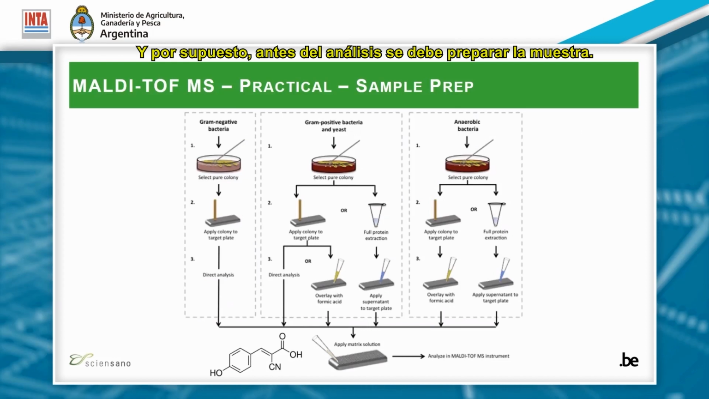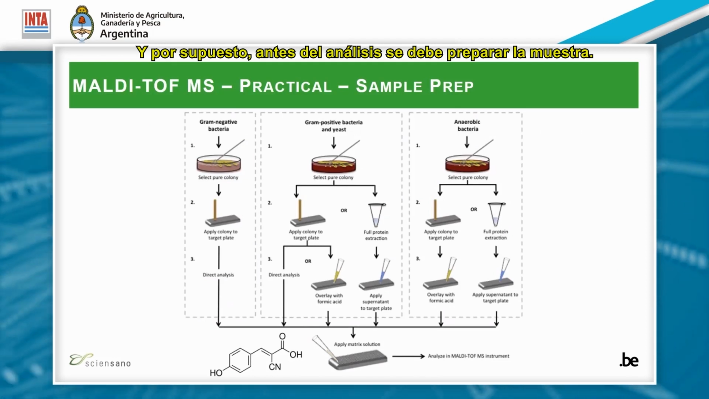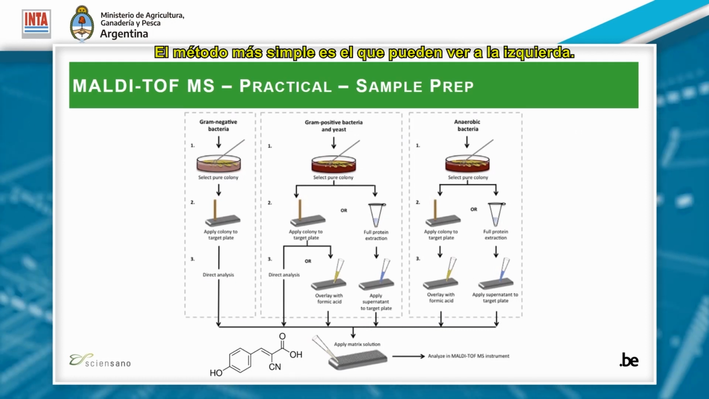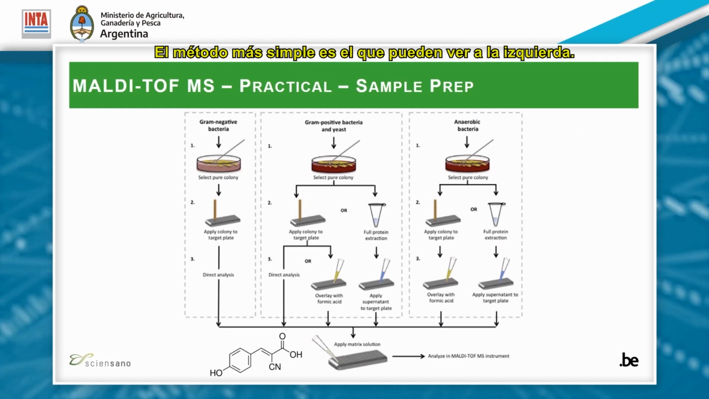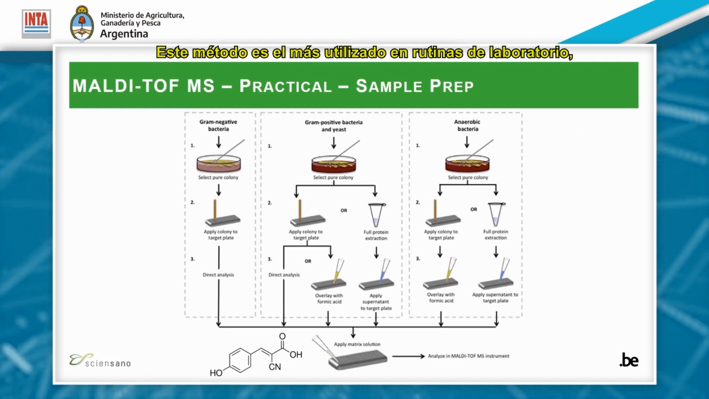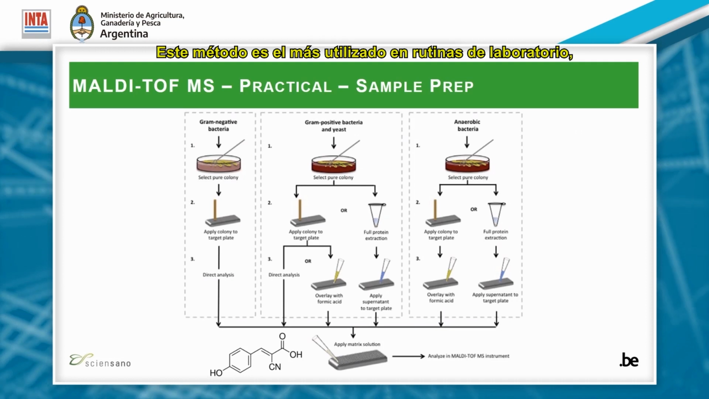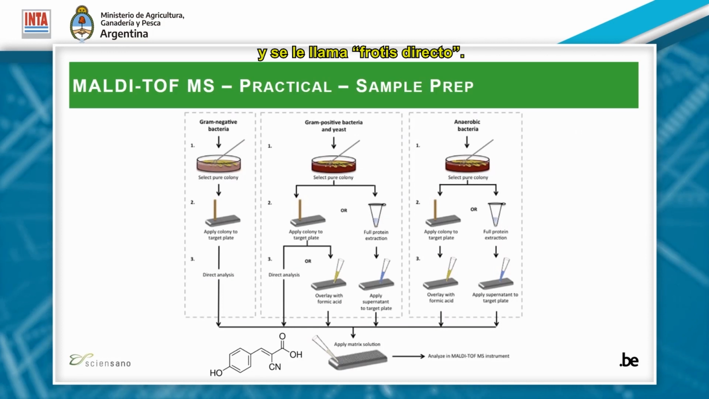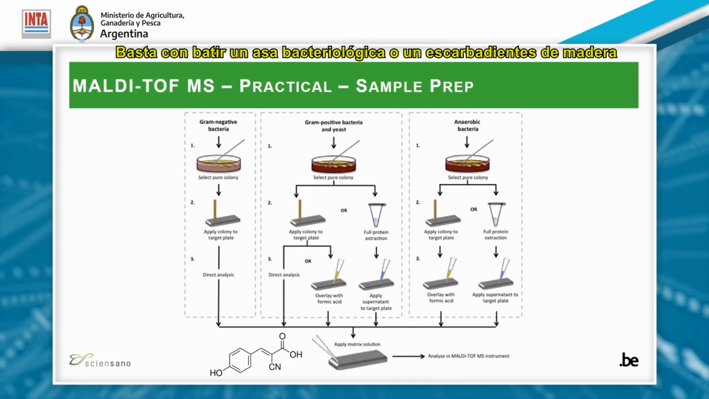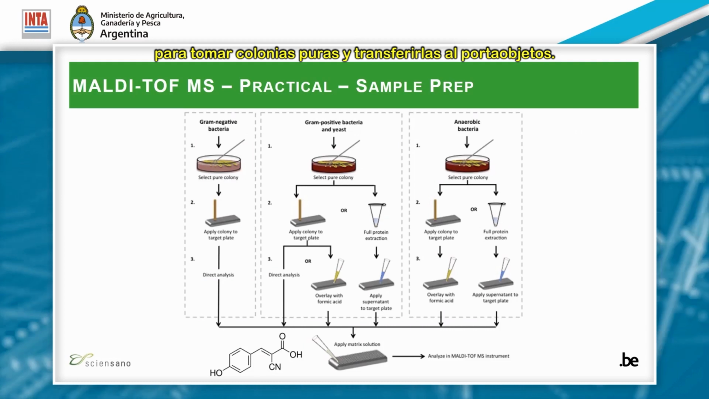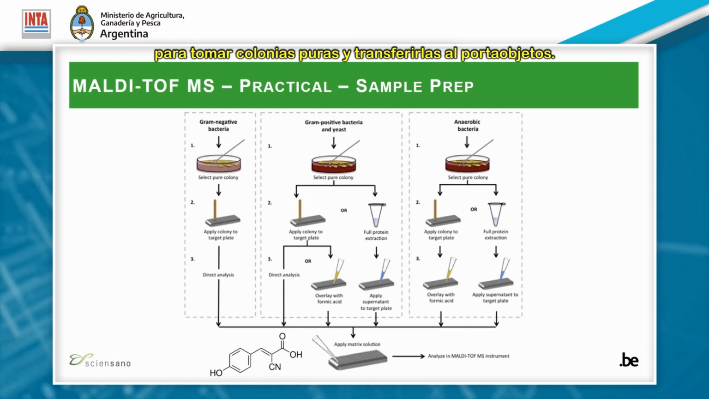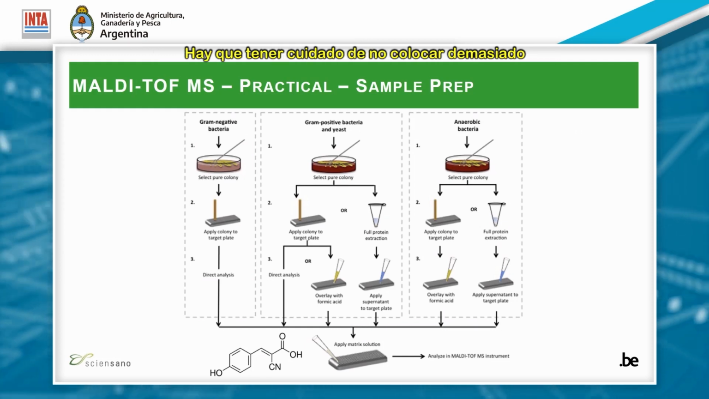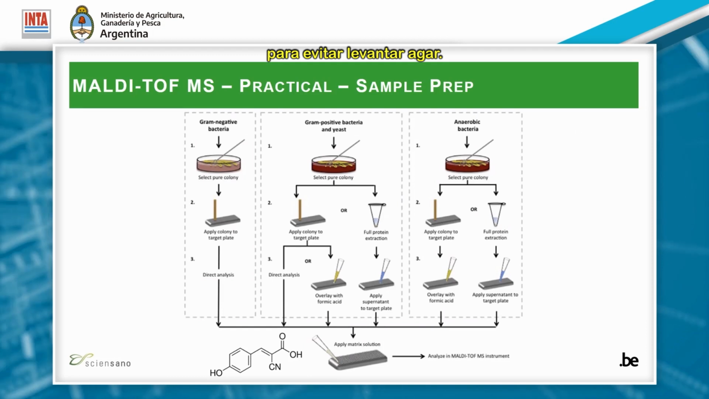Now, of course, prior to the analysis, the sample needs to be prepared. There are different ways to prepare the sample. The most simple method, the one that you can see on the left, is also the method that is most used in routine labs. We call it the direct smear method. It's sufficient to just use a loop or even a wooden toothpick to pick some cell material and to transfer it on the target plate. You should take care to not take too much cell material and to avoid picking up some agar.